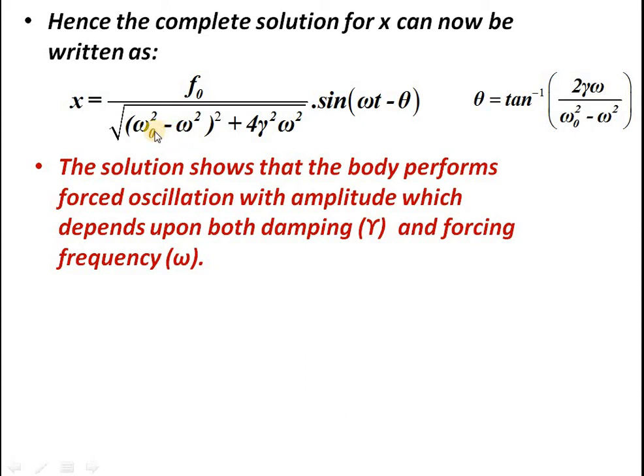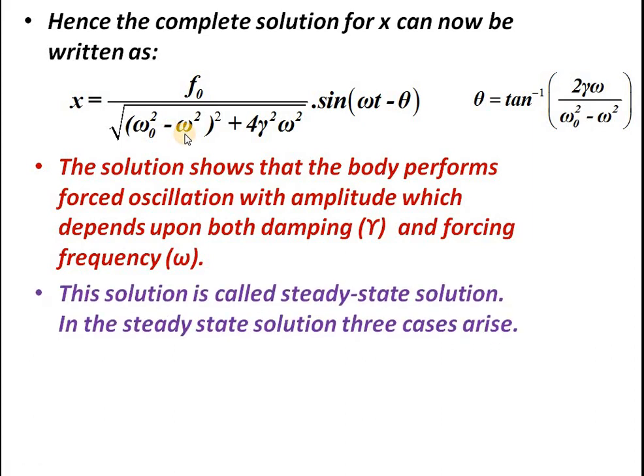That means omega 0 can be equal to omega, or omega can be less than omega 0, or omega can be greater than omega 0. Once again, omega can be less than omega 0, or equal to omega 0, or much greater than omega 0. So this way, different cases may exist. And this is actually called the steady state solution, and there are three cases for it, depending on the value of the applied frequency.